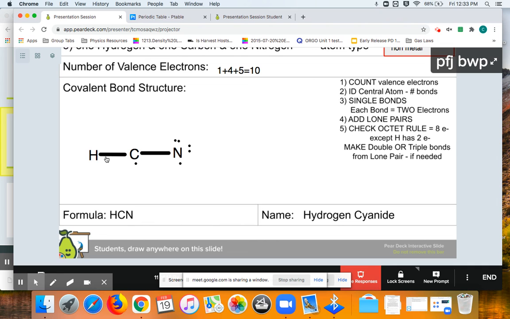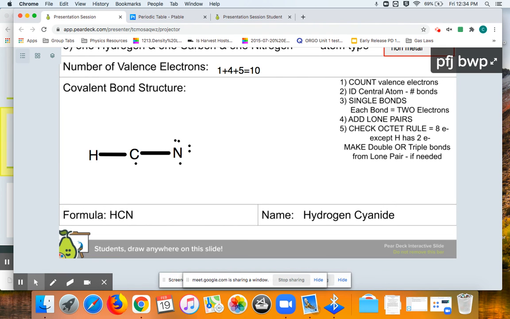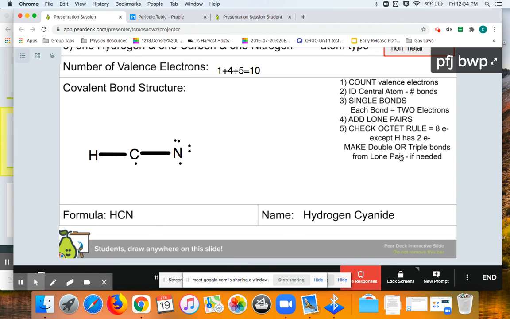So C right now has 1, 2 from one single bond, 3, 4 from the other single bond, and then 5. So it wants to get to 8, not happy yet, but we want to see what N has. So N over here has 1, 2, 3, 4, 5, and then 6, 7. So N is not happy as well. They both want more. So whenever these things want more, what you need to do is share more. So you need to add a bond. This is where you make double or triple bonds from lone pair if needed.